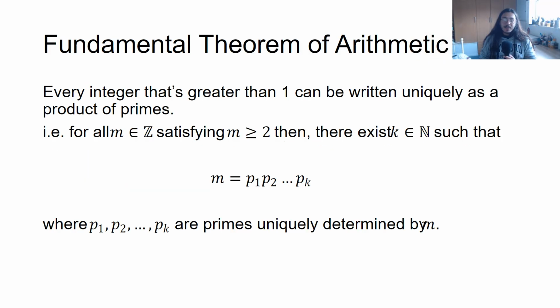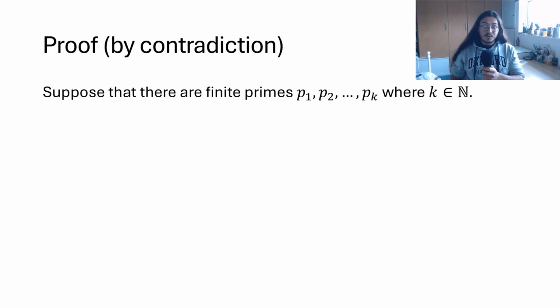We now look at the fundamental theorem of arithmetic. Every integer that's greater than 1 can be written uniquely as a product of primes. Another way of saying this is that for all integers m satisfying that m is greater than or equal to 2, there exists a group of primes p1 to pk such that the product is equal to m. Now we're ready to prove that there are infinitely many primes.